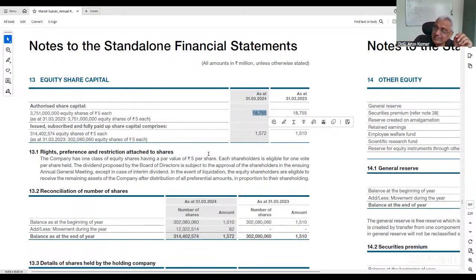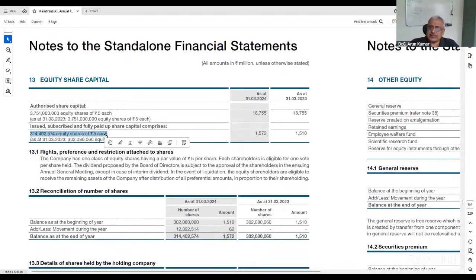But has the company issued it? No, they have not issued it. The rest of it is not issued. They have not raised that capital. They can raise that capital. When will they raise the capital? They can raise that capital anytime in future, at some future date. So what is it that they issued? Out of this 3751 followed by 6 zeros number of shares, they've issued only 314,402,574 equity shares of 5 rupees each.